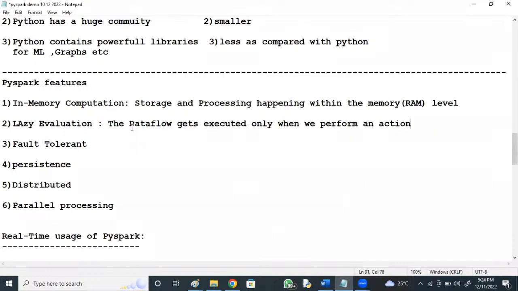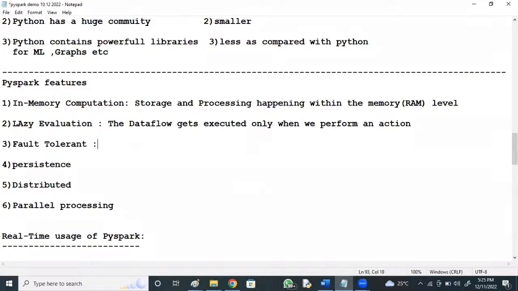Here also, in the Spark data flow, you are defining the entire data flow, but it executes only when you perform an action. Otherwise, it won't. That is what lazy evaluated means. One more example is a function: if you define a function, it won't execute until you make a function call. If you make a function call, then it executes. That is lazy evaluation.